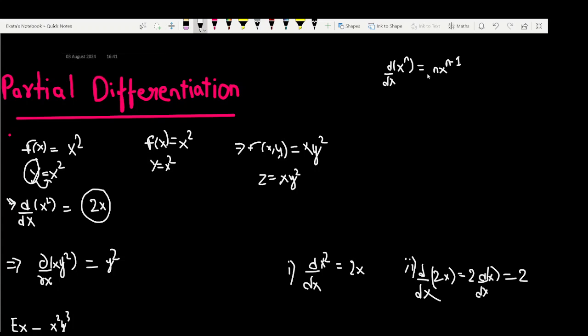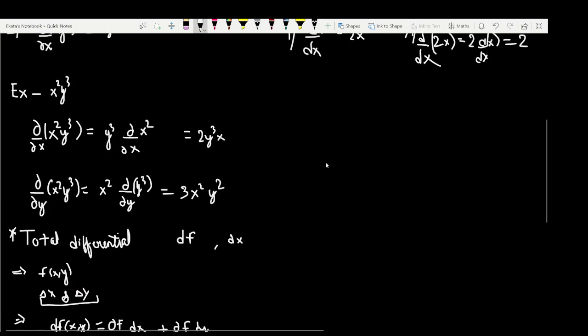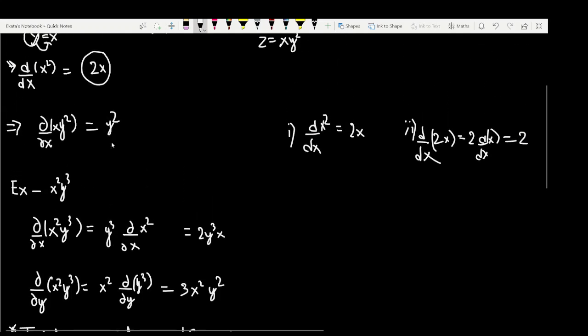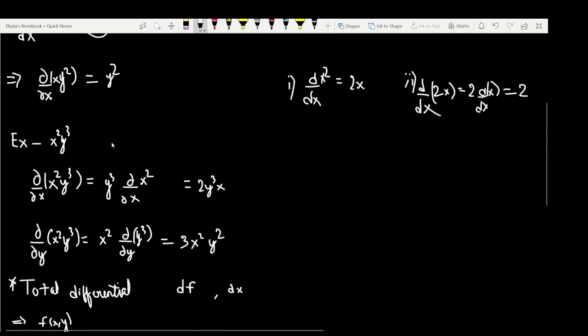But what happens when we deal with more than one variable, like x squared y cubed, which I have written here? In this case, we take the partial derivative of the function. When there is more than one variable, we define the partial derivative. We treat y cubed as constant when doing the partial derivative with respect to x. We keep x squared constant when doing the partial derivative with respect to y. This is how we do the partial differentiation of two variables.